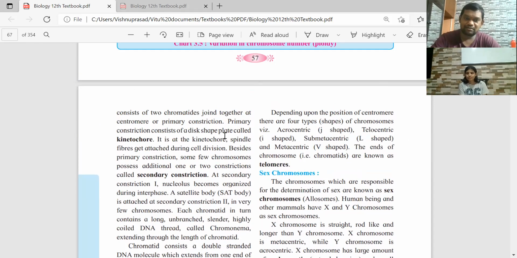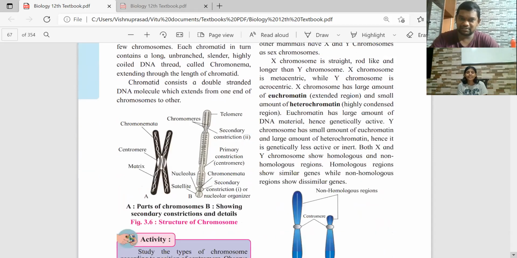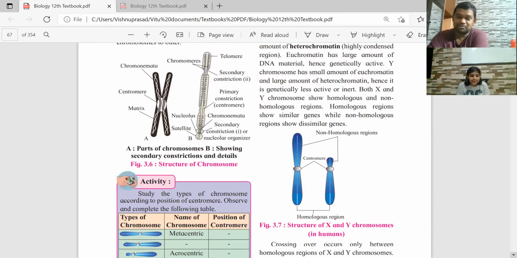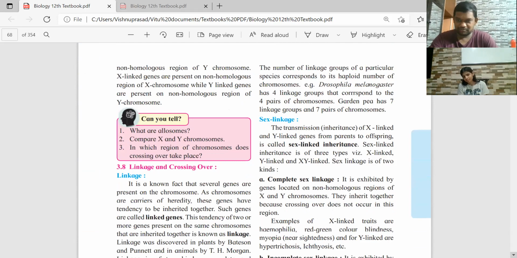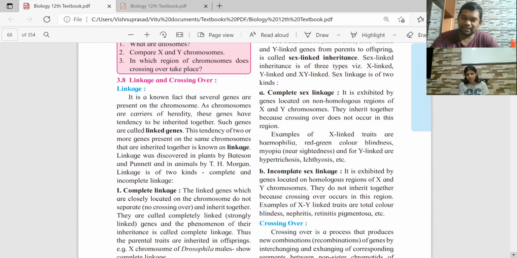In the structure of each single chromosome, there is something called the centromere, which has a constriction. We also saw the difference between the X chromosome and the Y chromosome. All that we have completely discussed. Now the next part that we have to understand with respect to chromosomes is something called linkage and crossing over.